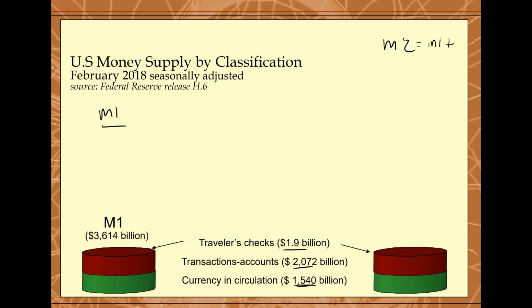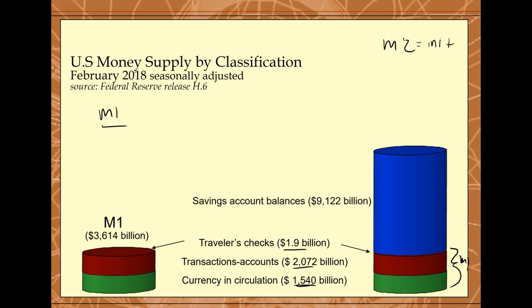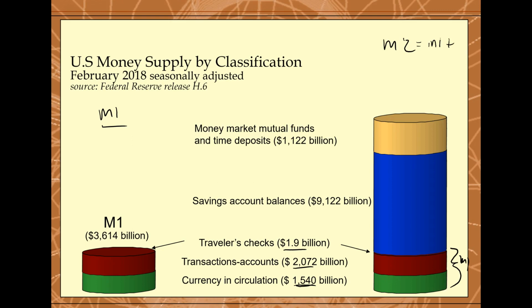Now M2 is M1 plus savings accounts, and that was a whopping $9 trillion. And then money market mutual funds, and time deposits. Time deposits are certificates of deposit, sometimes called CDs, and that's about 1.1 trillion. So that totals M2, which was about $13.8, $13.9 trillion.